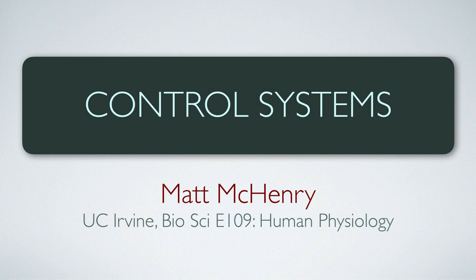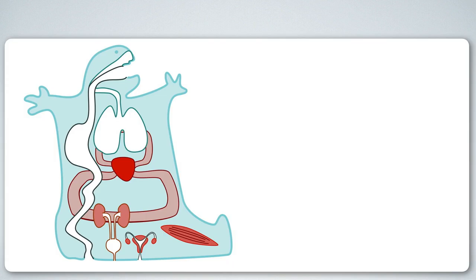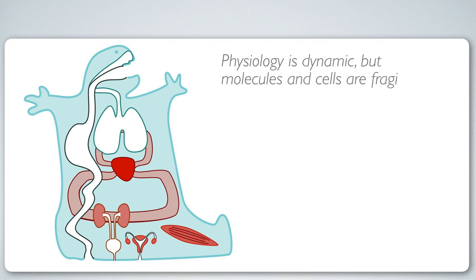This mini lecture is about control systems. Early on in the course, I mentioned how control systems are important for maintaining a constant internal environment within the body. And a statement I made early on was that physiology is dynamic. It allows you to run and leap and do all kinds of dynamic things, behaviors, etc. But of course, the cells and the molecules within those cells are fragile in the body.